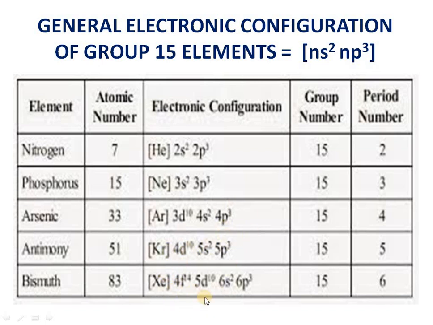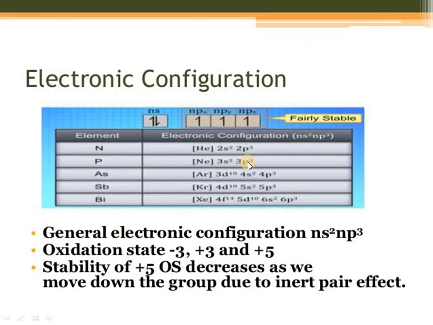4f and 5d. So these are known as inner orbitals. Okay, electronic configuration, as you have seen previously, that normally if 2 electrons are lost from 2s2 and 3 electrons are lost from 2p3, means to say that if 5 electrons are lost from the outermost shell, the oxidation state, the tendency to lose 5 electrons, it will be +5. 3 electrons can be lost from 2p3, so +3.